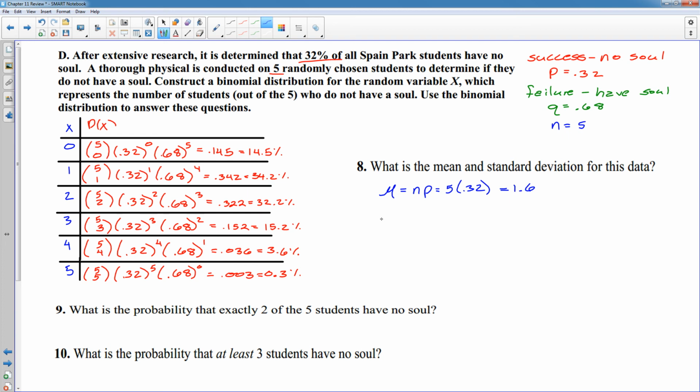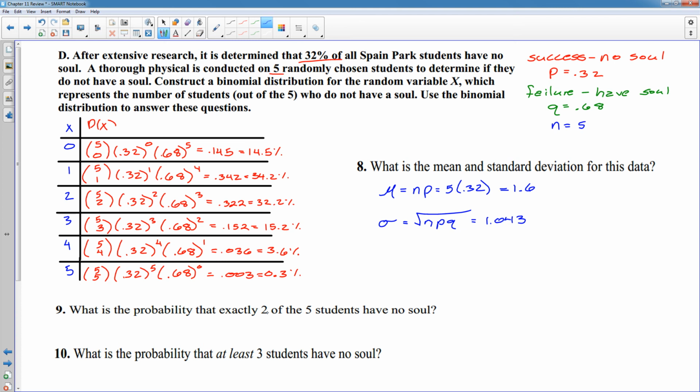possess a soul. And then my standard deviation, which is sigma, is the square root of npq. And the square root of npq, so square root of 5 times 0.32 times 0.68, you get 1.043. And so there is your standard deviation.